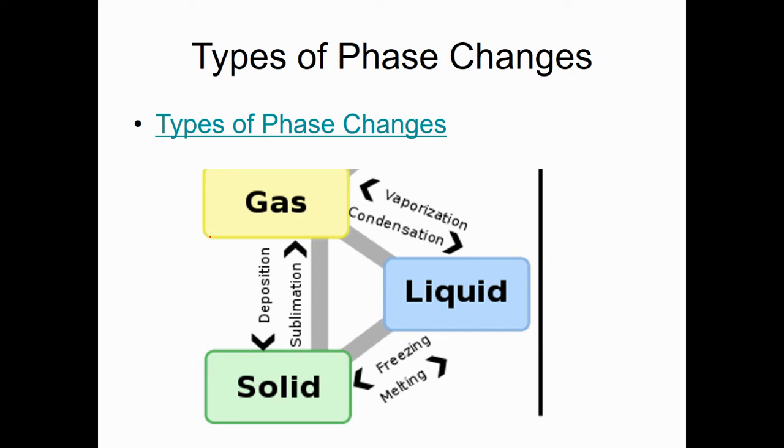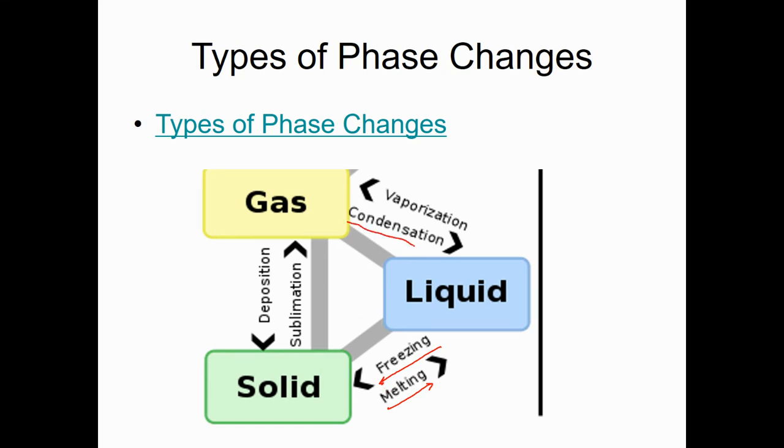Now, you can remember the phase changes as a triangle. We leave out plasma because plasma is an offshoot of the gas state. So there are two-way streets between each of these phases, and you want to know those two-way streets. From solid to liquid is melting. From liquid to solid is freezing. I think we probably all know that one.